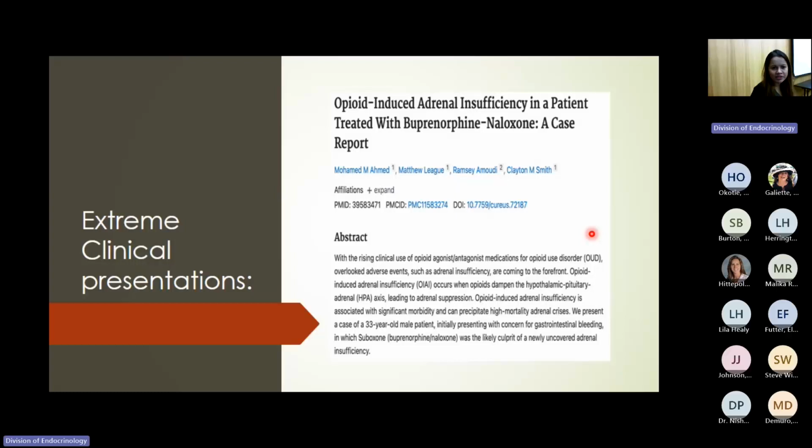Clayton M. Smith, I think. So they also talked about, this is a more recent one in 2024. They talked about a patient who presented with GI bleed and some GI symptoms.